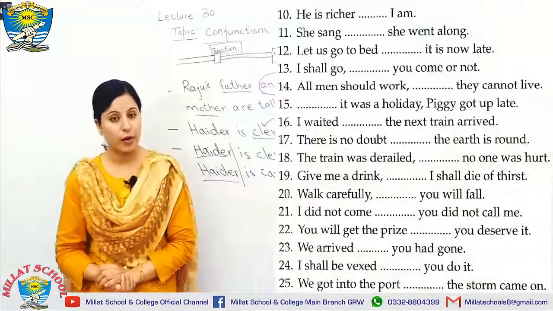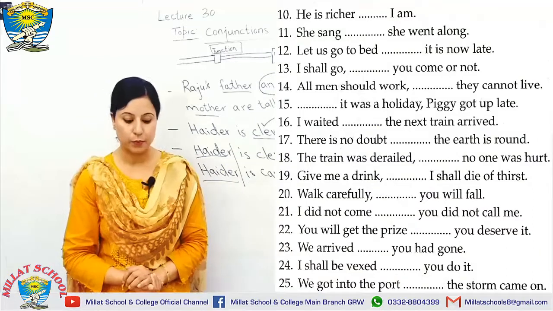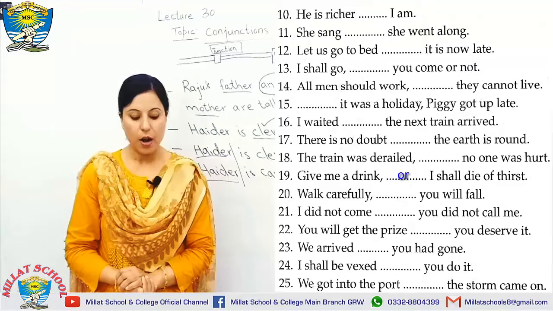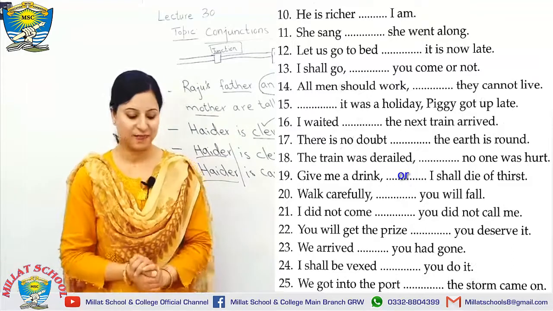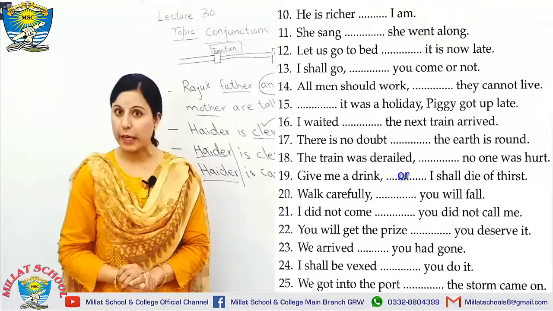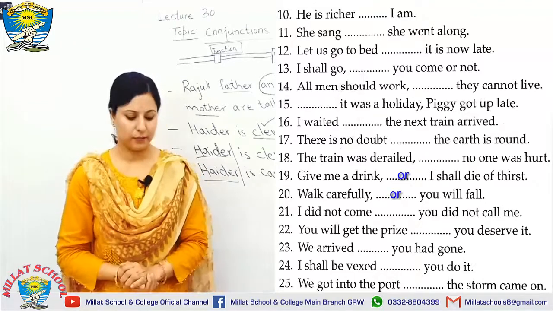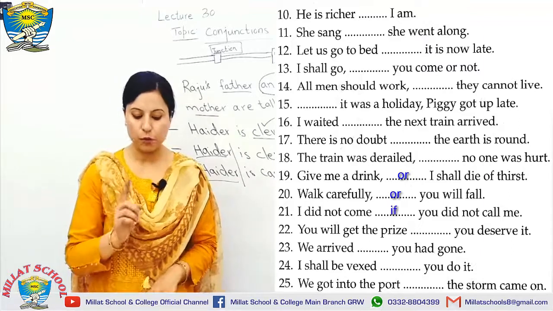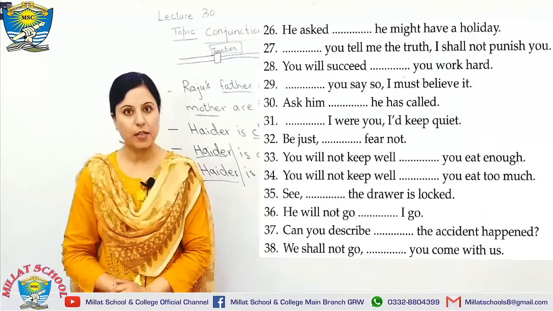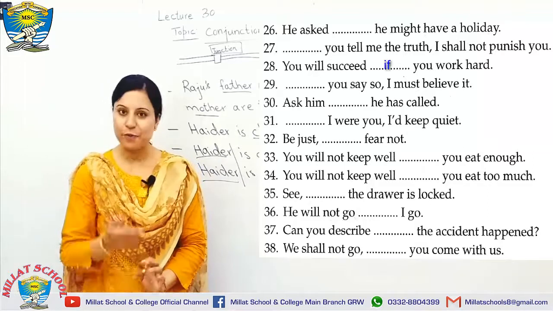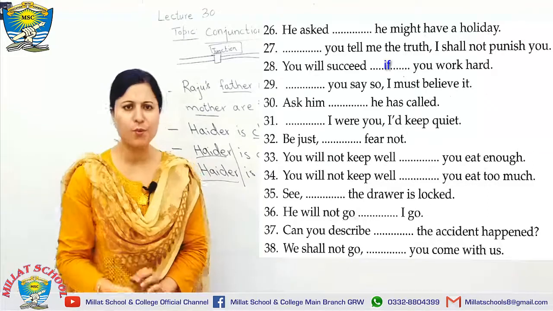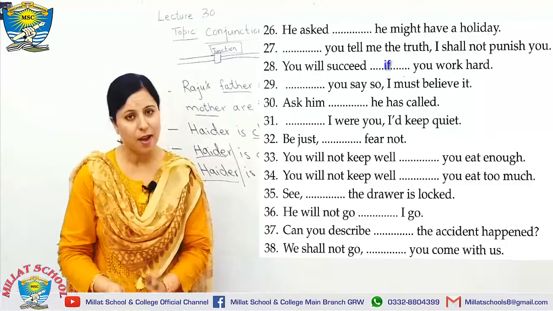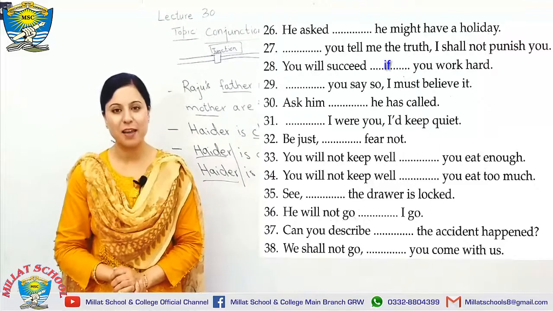I have selected, on page 176, some few examples for you also. Number 19, give me a drink or I shall die of thirst. Number 20, walk carefully or you will fall. Number 21, I did not come if you did not call me. Number 28, you will succeed if you work hard. This is for you also, boys and girls, that if you want to succeed in life, work hard. Yes, I have used the conjunction if here.